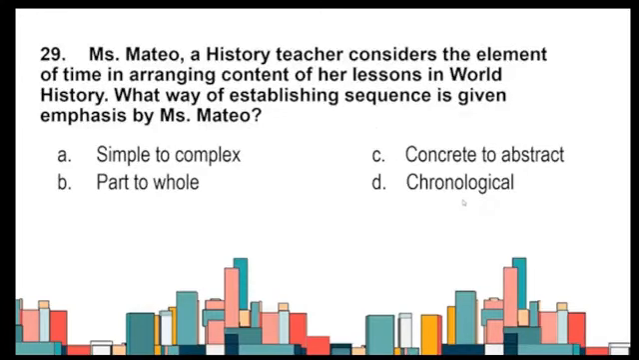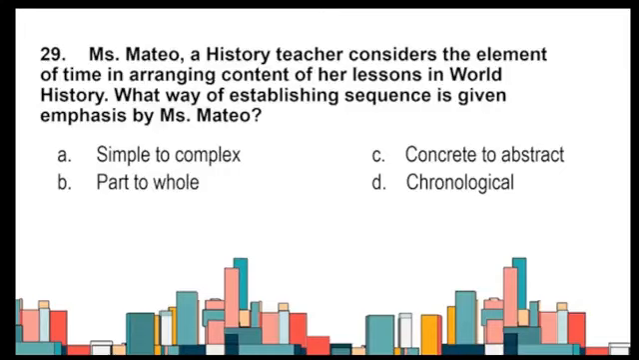Okay, number 29. Miss Mateo, a history teacher, considers the element of time in arranging content of her lessons in world history. What way of establishing sequence is given emphasis by Miss Mateo? A, simple to complex. B, part to whole. C, concrete to abstract. D, chronological. Okay, what's your answer?